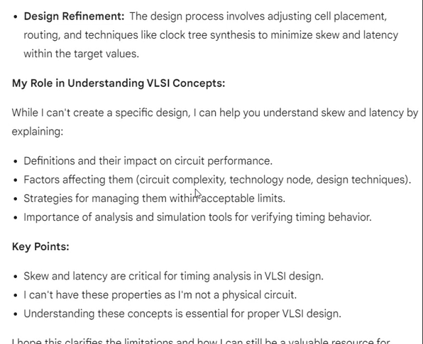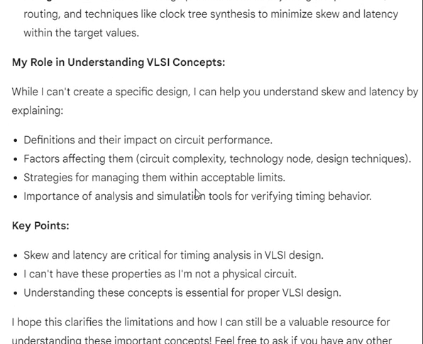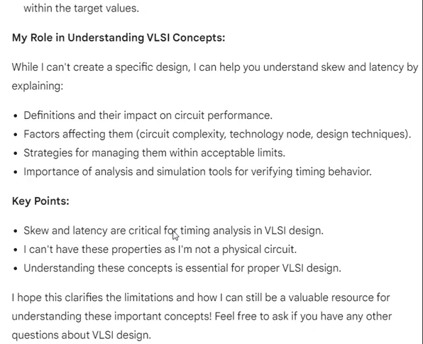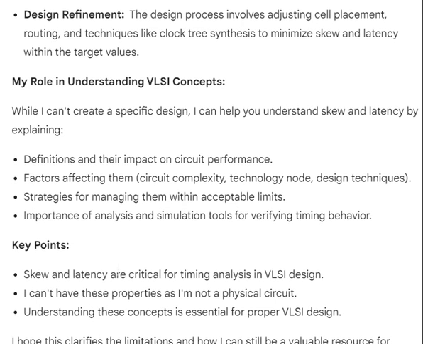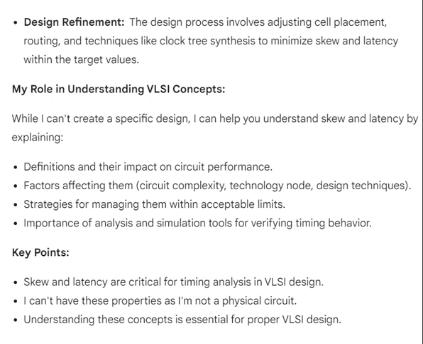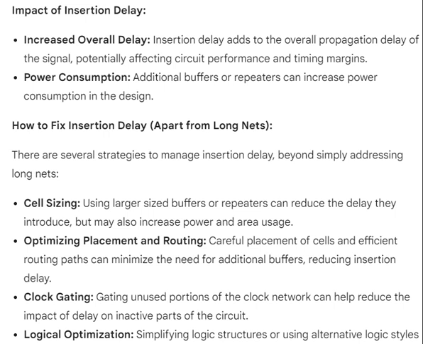My role in understanding VLSI concepts. While I can't create a specific design, I can help you understand skew and latency by explaining definitions and their impact on circuit performance, factors affecting them, circuit complexity, technology node, design techniques, and strategies for managing them within acceptable limits. Importance of analysis and simulation tools for verifying timing behavior. Key points. Skew and latency are critical for timing analysis in VLSI design. I can't have these properties as I'm not a physical circuit. Understanding these concepts is important for proper VLSI design.